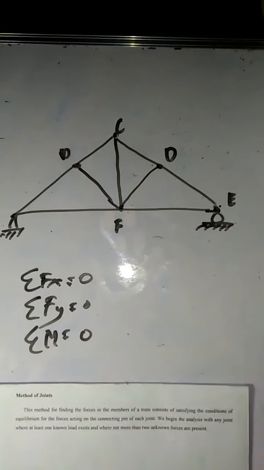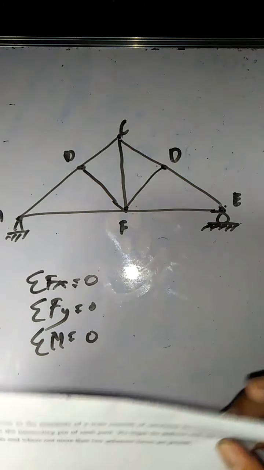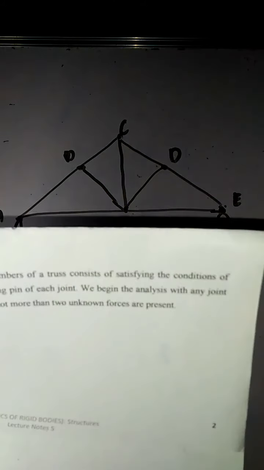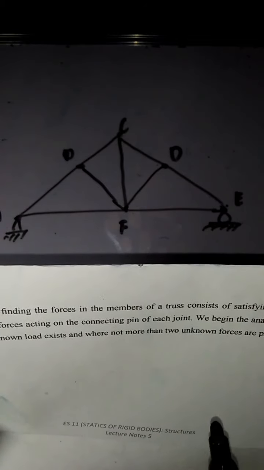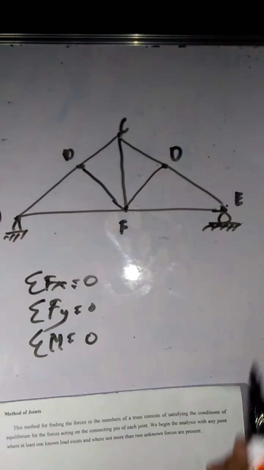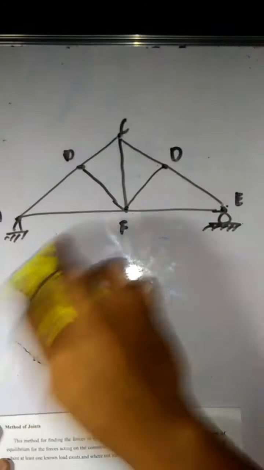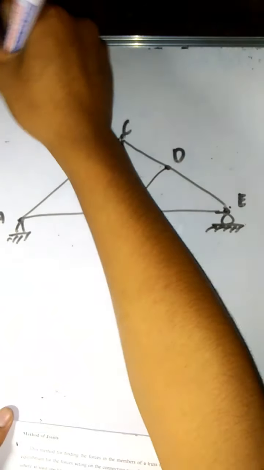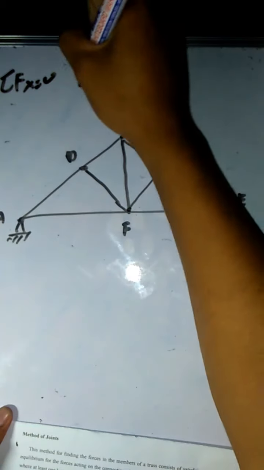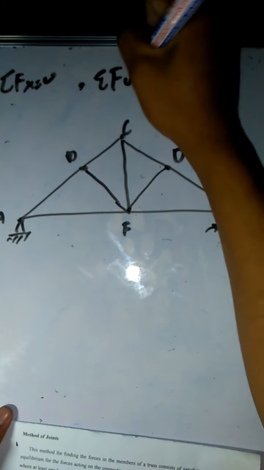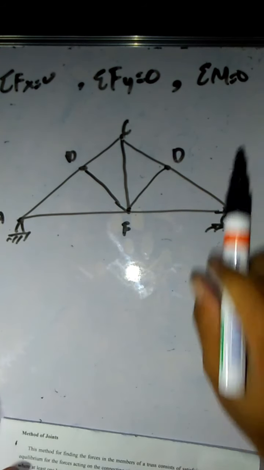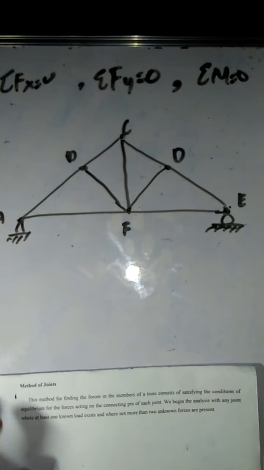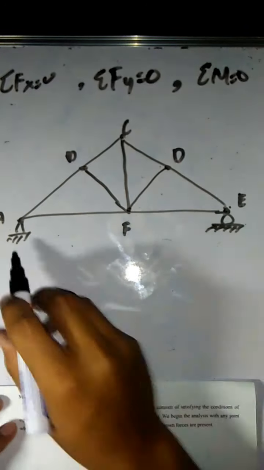So, next is we begin the analysis. Okay? Next is we begin the analysis with any point where at least one known load exists and where not more than two unknown forces are present. So, ito yung ibig sabihin dyan, class. Ang sabi dito, summation of all forces along X equals to 0. Summation of all forces along Y is equal to 0. And summation of moment equals to 0. Yan yung three sources of our equation. Yan yung equilibrium.